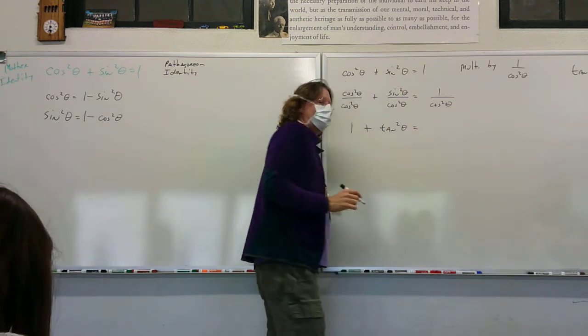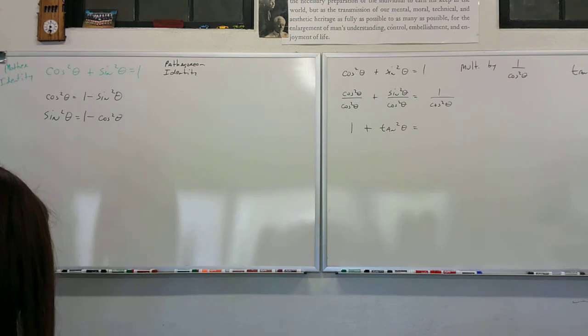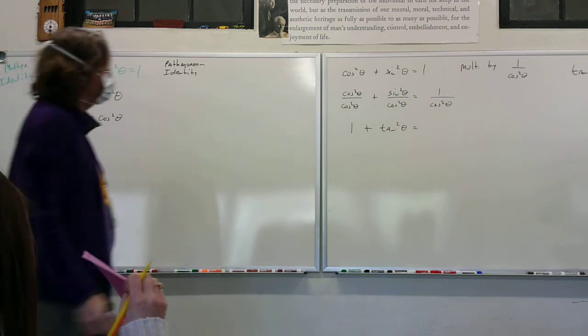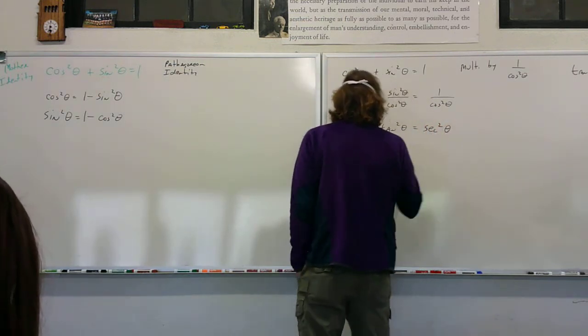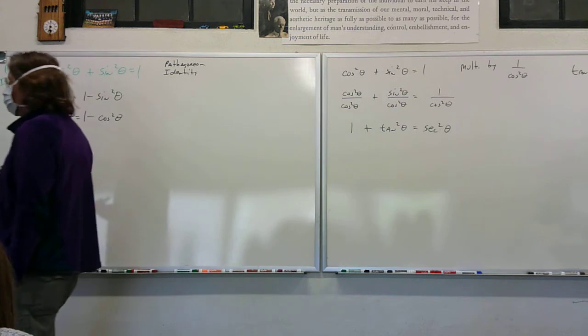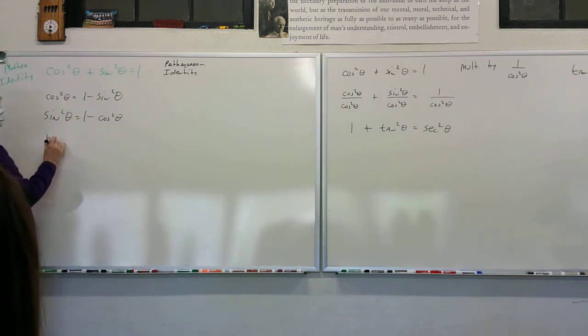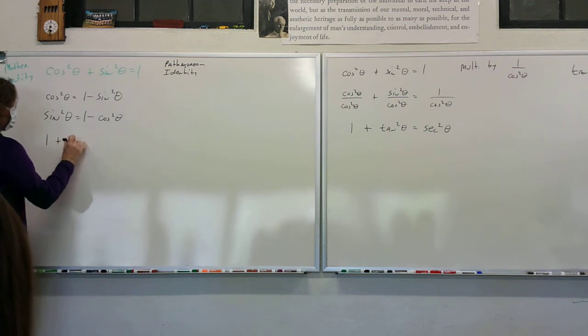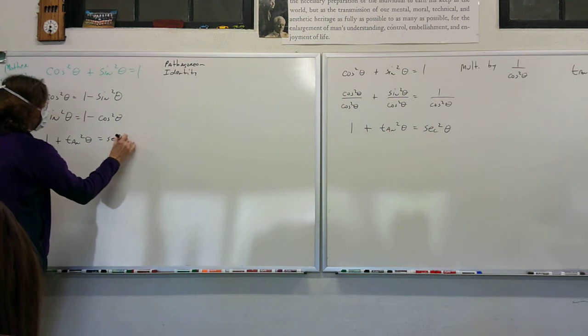And do you know what 1 over cosine equals? Now that we did talk about the other day and stress it. What does 1 over cosine equal off the front of your circle? Secant. So that's secant squared. That is another trig law. So on the back of your circle, you're going to write that one. 1 plus tangent squared theta equals secant squared theta.